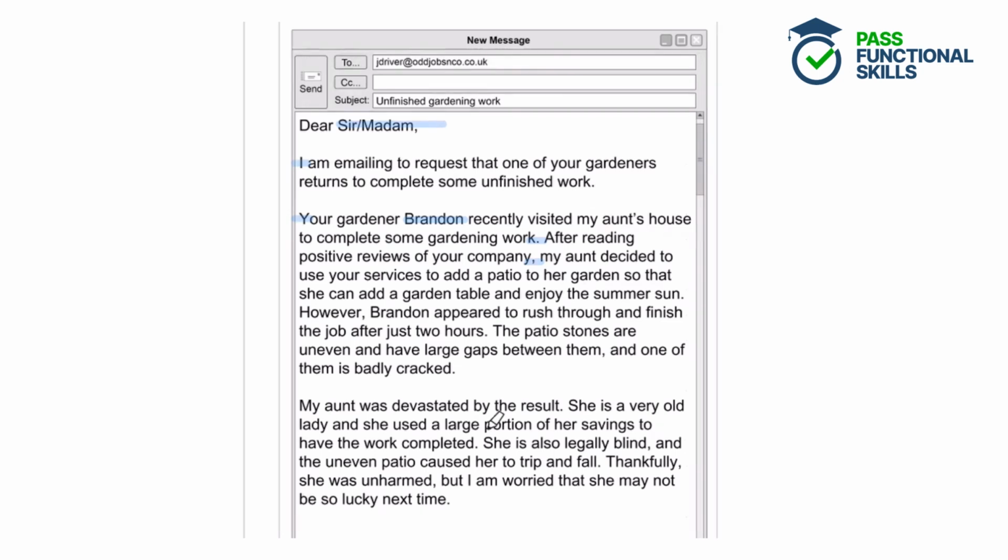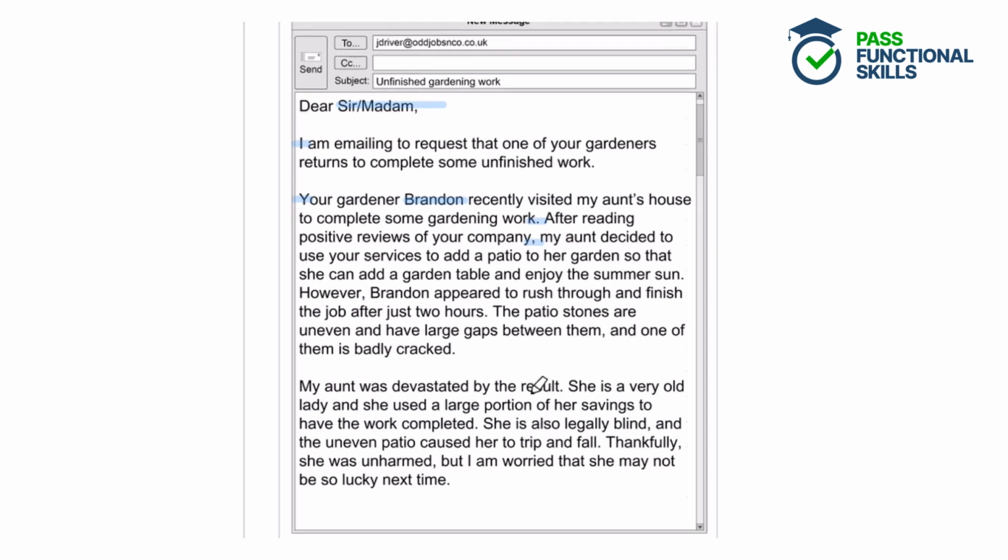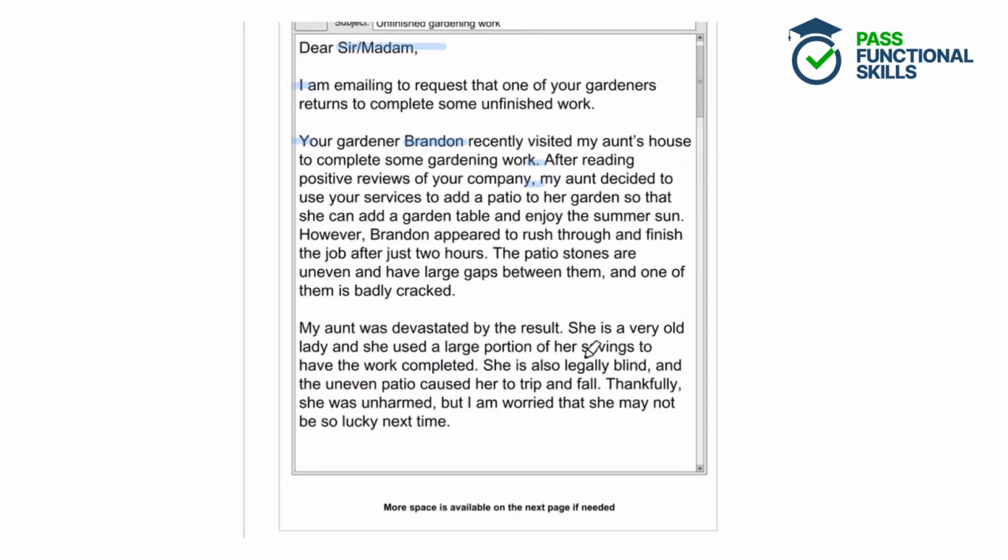We've also got an apostrophe. So to indicate possession here, we have an apostrophe on aunt's house. The house belongs to your aunt. It is her possession, so you need an apostrophe there. Finally, we have a few more commas throughout the answer. So we've got she is also legally blind, and the uneven patio caused her to trip and fall. And then we've got another one here. Thankfully, she was unharmed, but I am worried that she may not be so lucky next time.